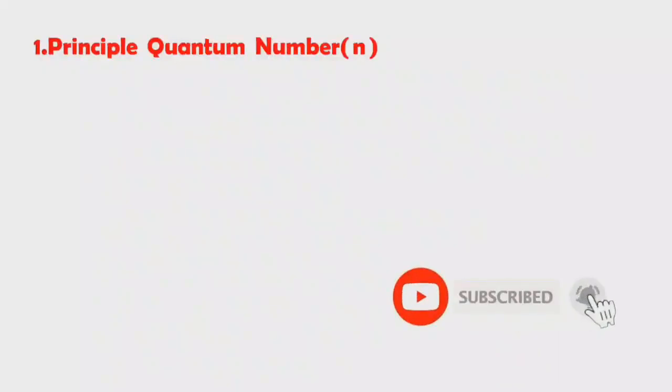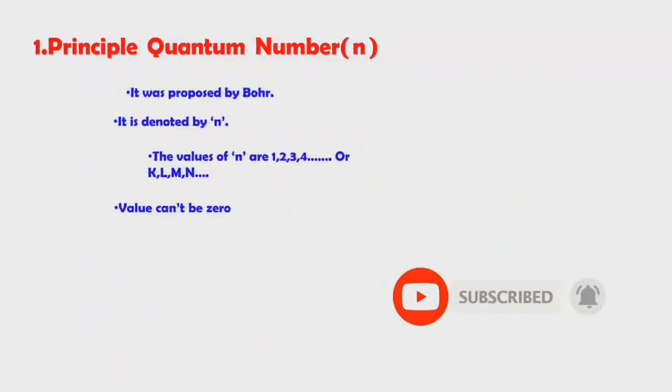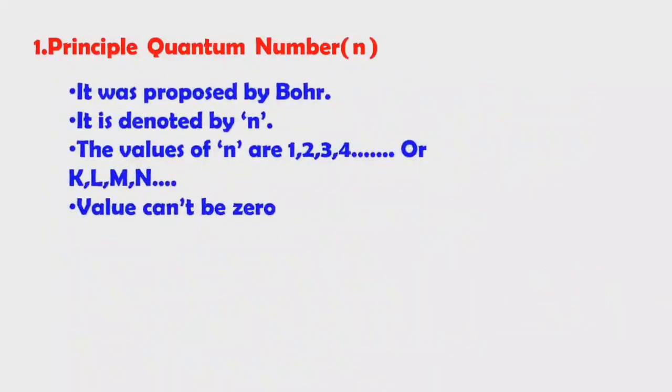First one we will discuss is the principal quantum number. It was proposed by Niels Bohr. It is denoted by small n. The values of n are 1, 2, 3, 4 up to n. Already you know n equal to 1 represents K shell, n equal to 2 represents L shell, n equal to 3 represents M shell, n equal to 4 represents N shell. Remember, n cannot be 0.